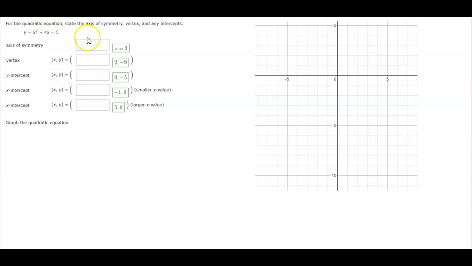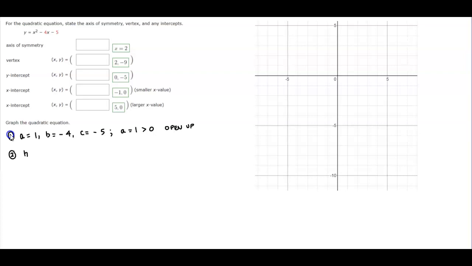For the quadratic equation, state the axis of symmetry, vertex, and any intercepts, and then graph the equation. So the first thing we need to do is identify what is A, B, and C. We know that A is 1, we know that B is -4, and we know the value of C is -5. Okay, so when we look at A equals 1, we can see it's greater than 0, which tells us that our parabola is going to open up.